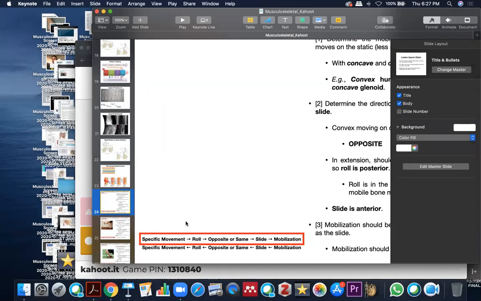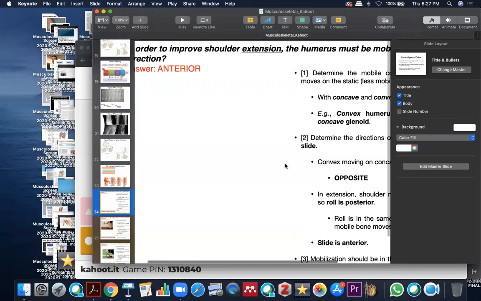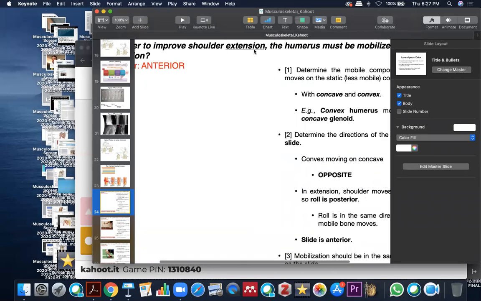From there, you figure out the roll, what the direction of the roll is, and then based on the concave-convex rules, you figure out if it's opposite or same, and then you can use that to get the slide, and then the mobilization is always in the same direction as the slide. So the roll is in the same direction as the movement. The slide is in the same direction as the mobilization. So basically the way that works is, we're trying to improve shoulder extension.